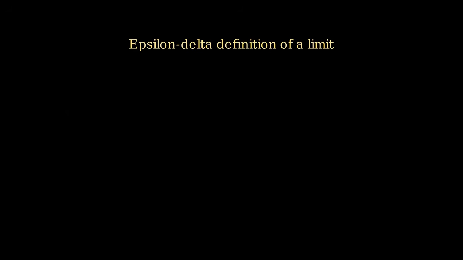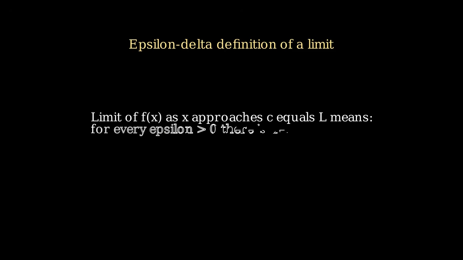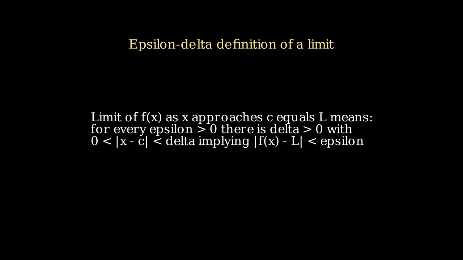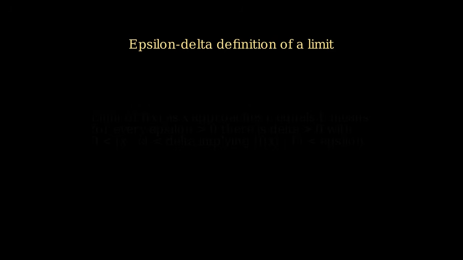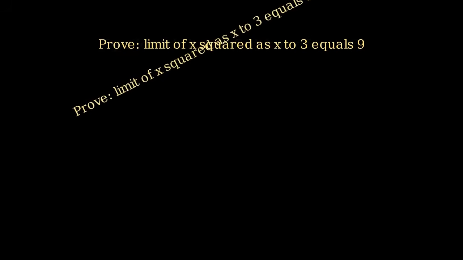We say the limit of f of x as x approaches c equals L if for every positive tolerance epsilon, no matter how small, we can find a positive distance delta, such that whenever x is within delta of c, but not equal to c, the value f of x is guaranteed to be within epsilon of L. Let's put this to work on a concrete example.